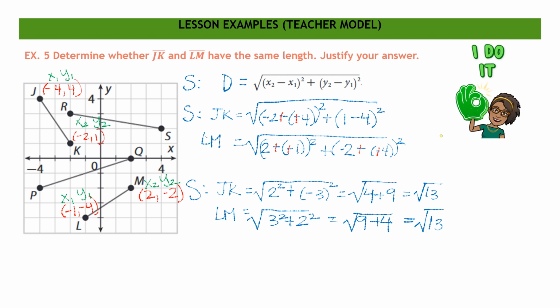So as you can see, both of them have the same distance. So that means the distance from J to K and the distance from L to M is the square root of 13. So what does that tell me? That this statement is true.